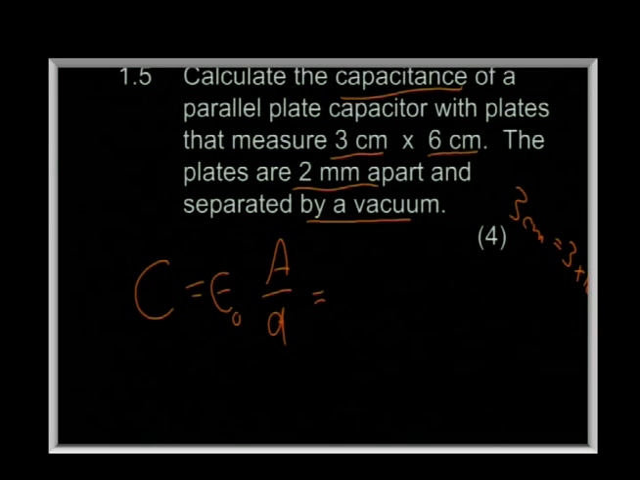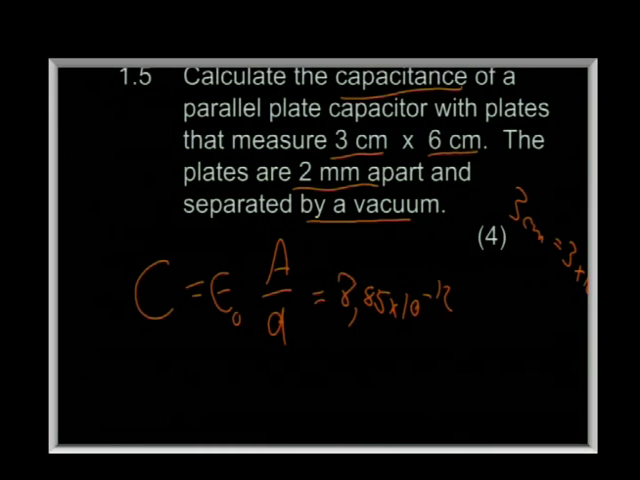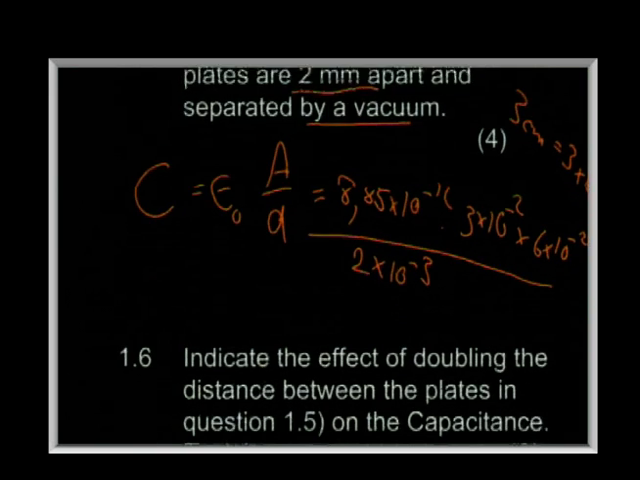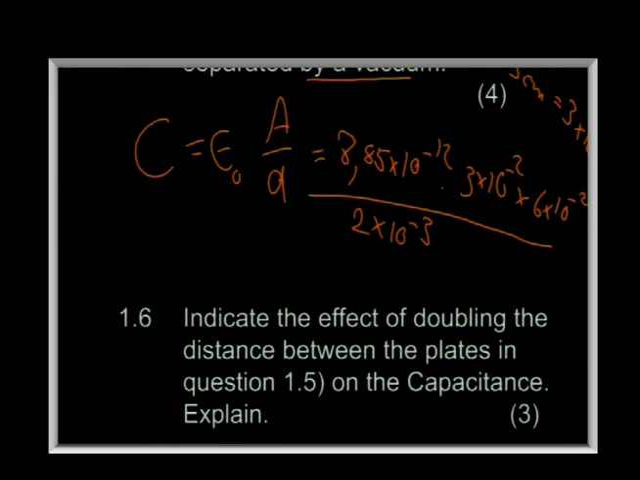So let's fill in the value. Permittivity of free space from the data sheet, 8,85 times 10 to the minus 12. And then times 3 times 10 to the minus 2 times 6 times 10 to the minus 2. That's your area, divided by your distance, which is 2 times 10 to the minus 3, because it's millimeters. Please notice that. They're sometimes tricky and give you the difference in terms of centimeters and millimeters and so on. So we can now plug that into the calculator.